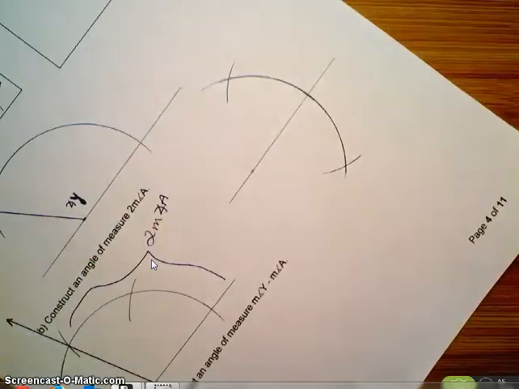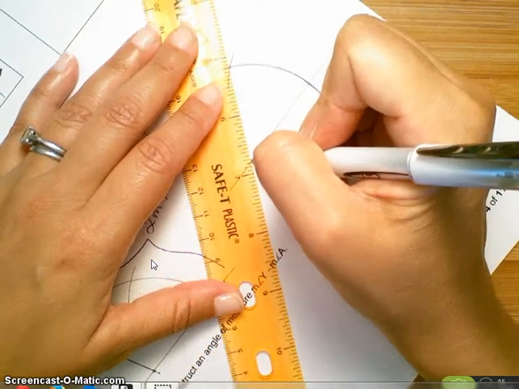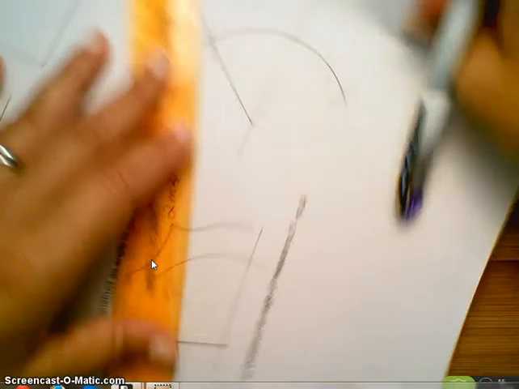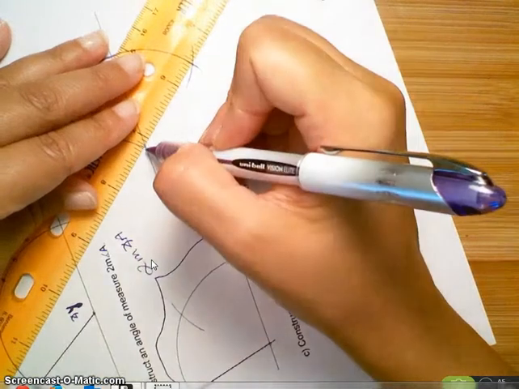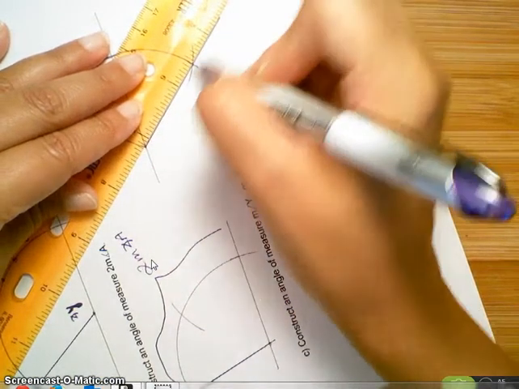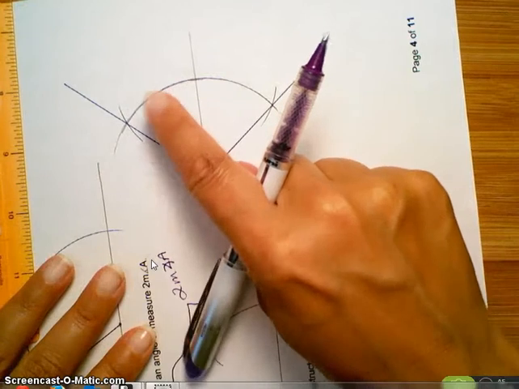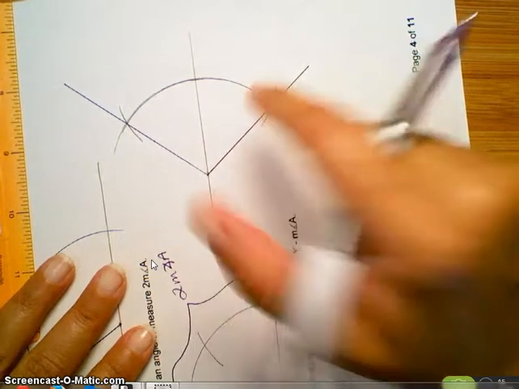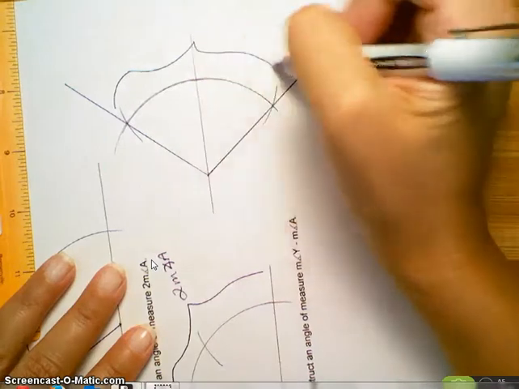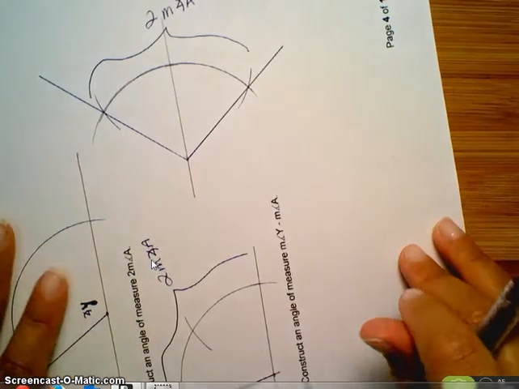And then I'm going to use my pen and straight edge to make 2 rays through those intersection points. When I do that, what I've done is, above my line, I have one angle A. Below my line, I have a second angle A. So together, I've created twice angle A.